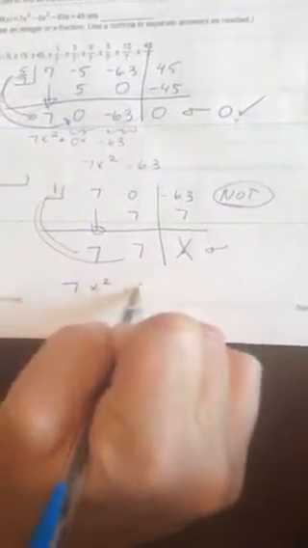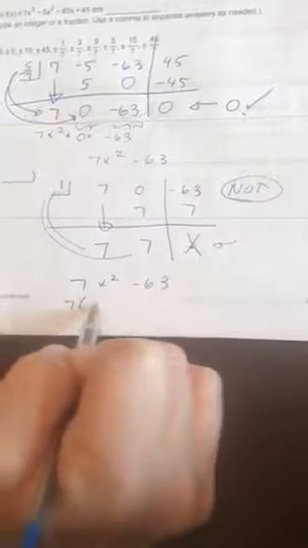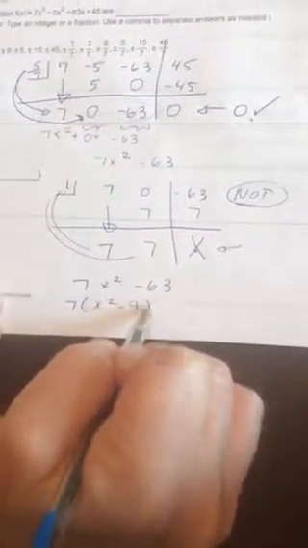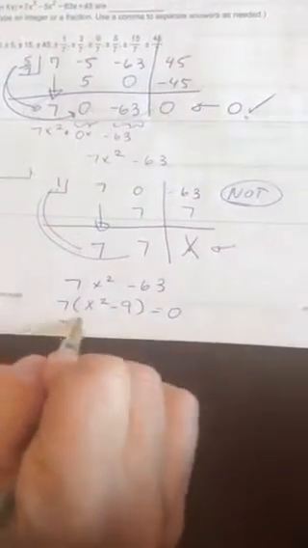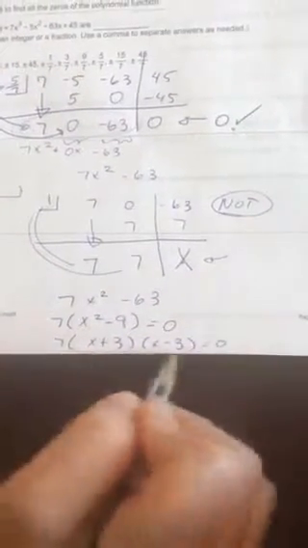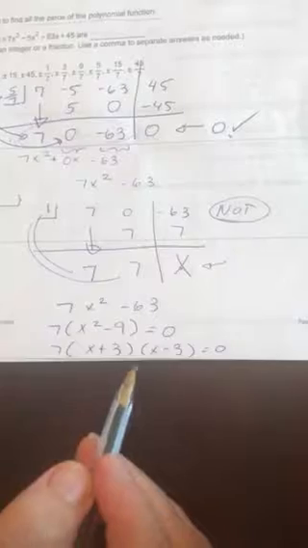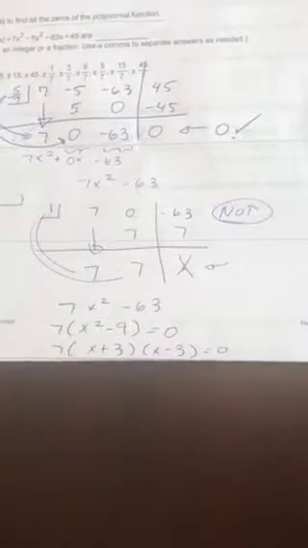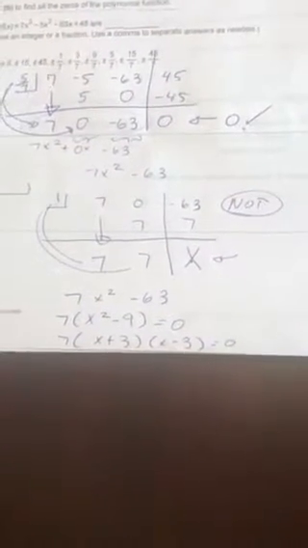And I'll show you how to factor this. I think that's really the easiest method. If I take a 7 out of here, I end up getting x squared minus 9 equals 0. And then that's just going to be x plus 3, x minus 3. And so to me, once you can factor it, that's the easiest method. So if you can factor it, do the factoring. Okay? All right.